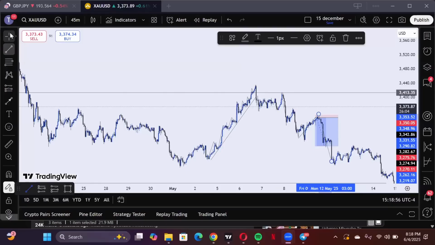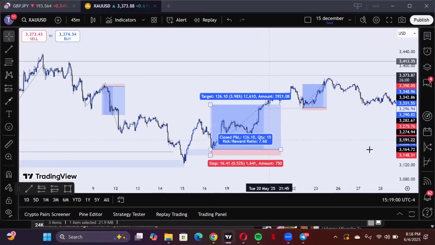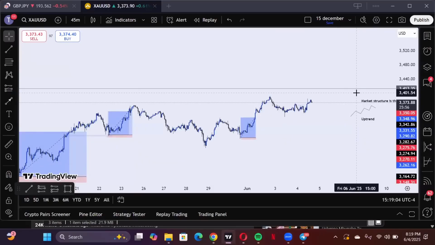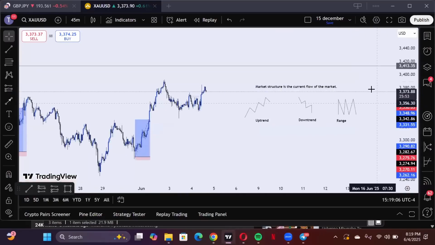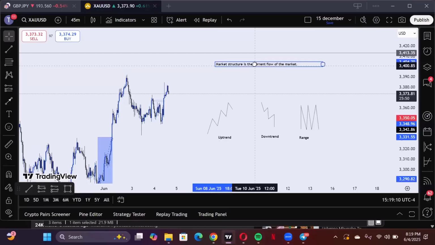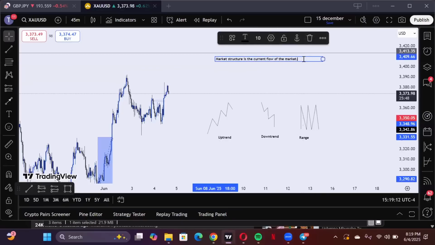Now, the two phenomena that we use to trade reversals and continuations, the one for reversal is what you call a market structure shift. What we use to trade market reversals is what you call a market structure shift. So a market structure shift is basically an indication that the current trend the market is on is ending and a new one is about to begin in the opposite direction.